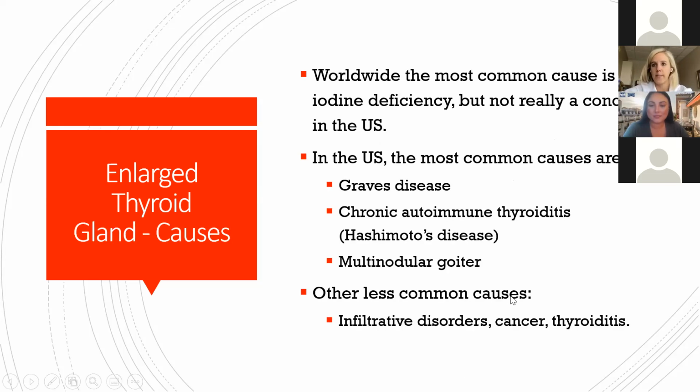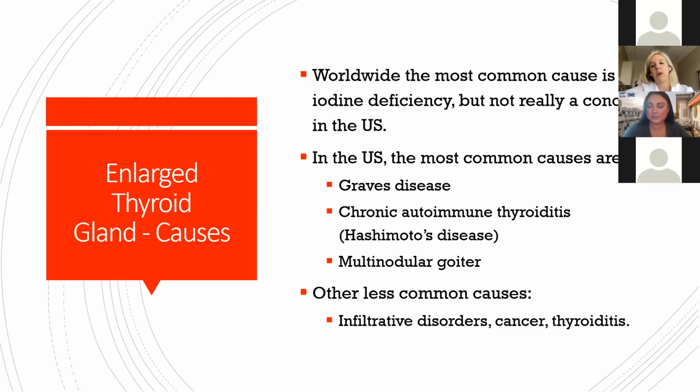Next slide, please. So, what are some of the causes of an enlarged thyroid gland or a goiter? So worldwide, the most common cause is iodine deficiency. Really, that's not a concern in the United States. I know people have asked me that in my clinic before, but so many foods here are fortified with iodine. It's in so many things that really you just don't see that much in the US. I've never seen it.